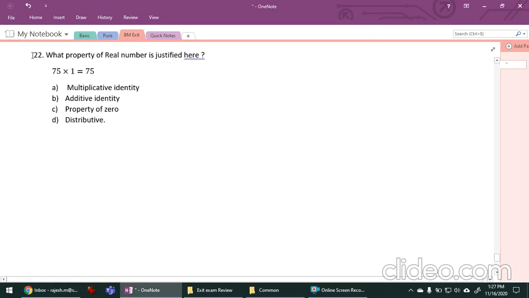Question number 22 is, what property of a real number is justified here? 75 into 1 equal to 75. This rule is called multiplicative identity. You multiply any number, let the number be A, with 1, you will get the same number, and you can also write 1 into A. So A into 1 equal to A equal to 1 into A. This property of 1 is called multiplicative identity.